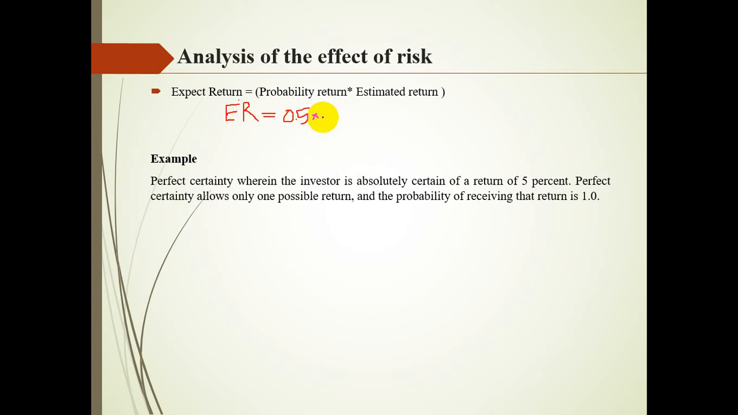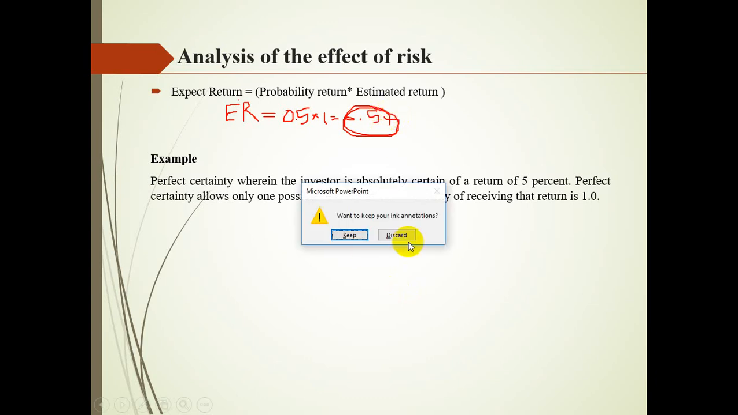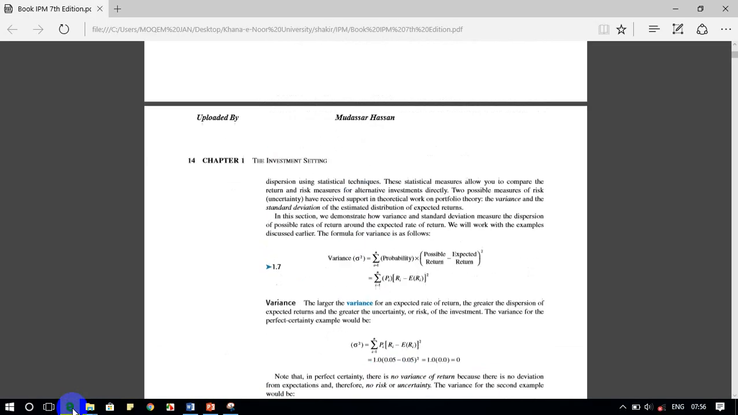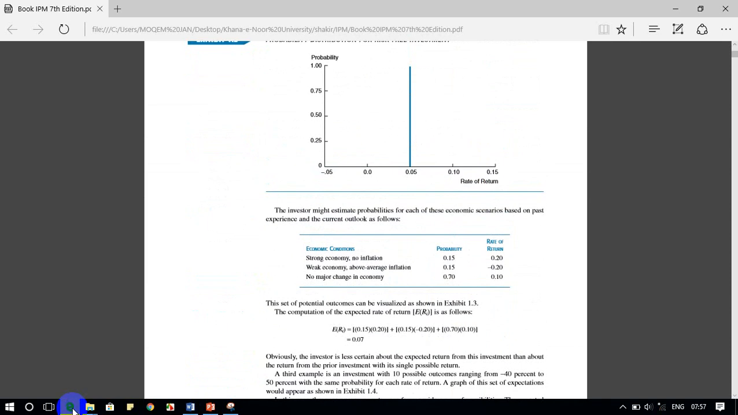Perfect certainty allows only one possible return. So it gives us one chance of return that we have. So that is 1. So multiplied by 1, my expected return will be how much? 0.5. So this is the expectation, that I expect this much return, because in investment, if you see, higher risk means higher return, right? So the risk will also be calculated from that perspective, right?